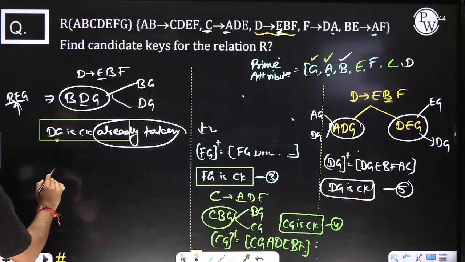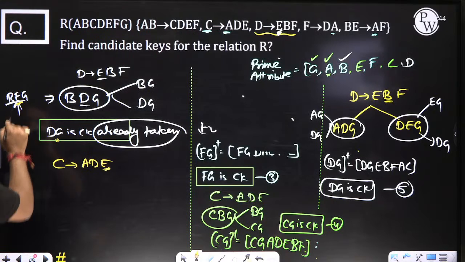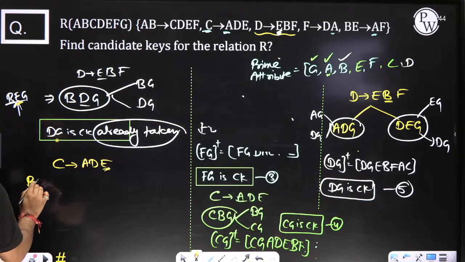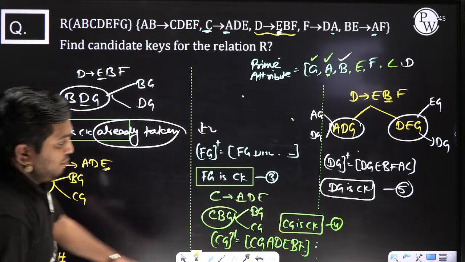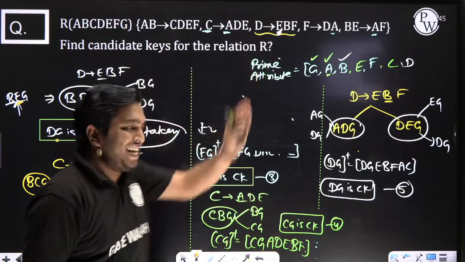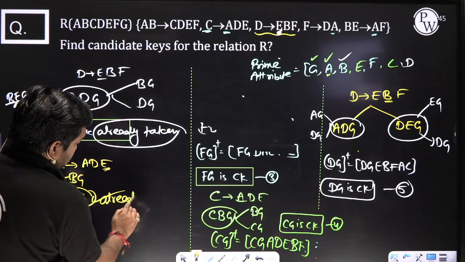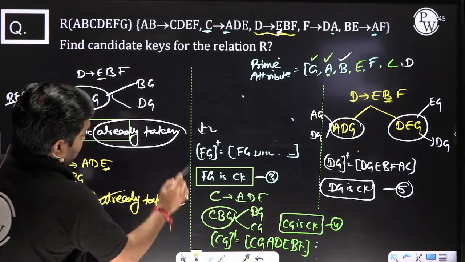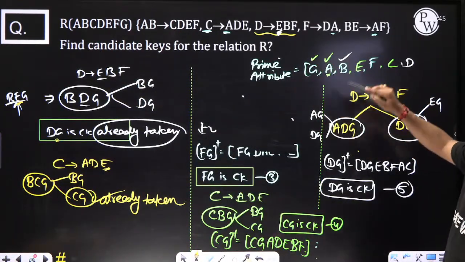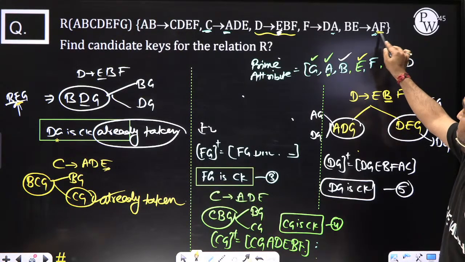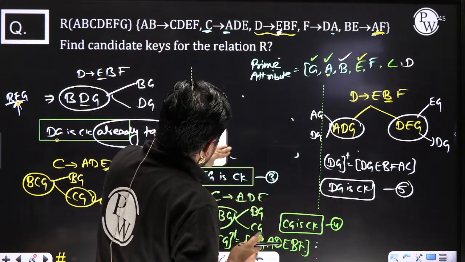E is also determined by AD. You can replace this E with the help of C. What happened? ECG. But when you break G and CG, you came to know CG is already taken. Already taken. Clear, everyone? Now E work has been done. E determined by AB, ABG already taken. F is determined by, you can see, bacha.